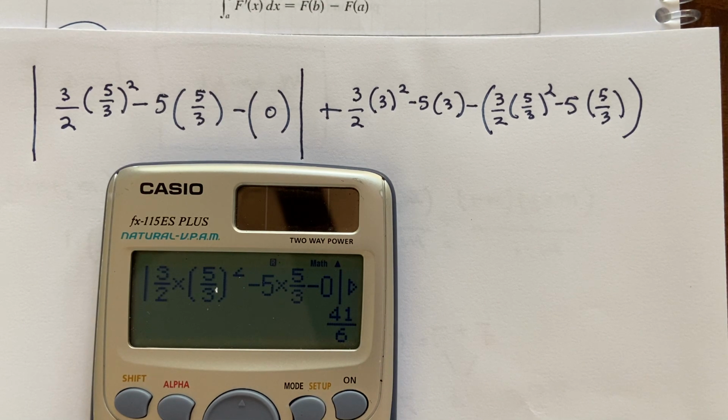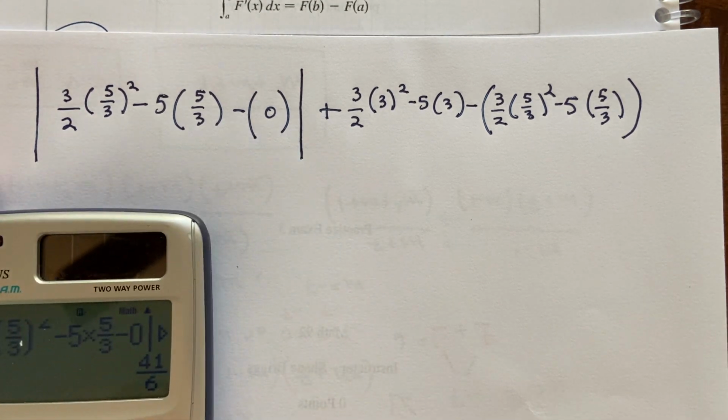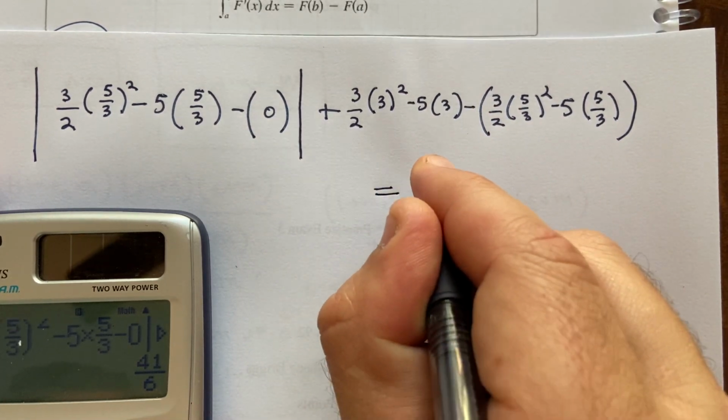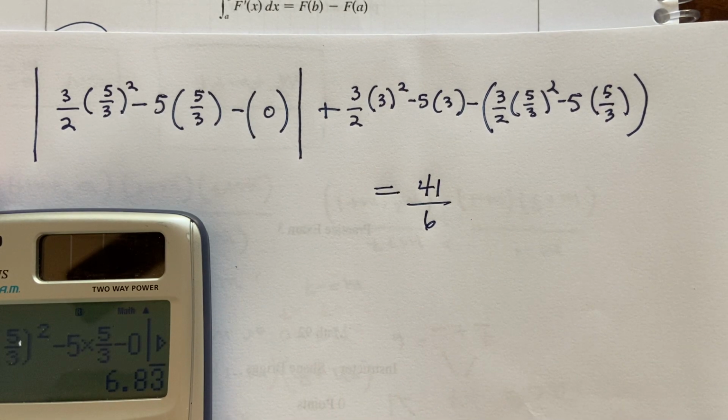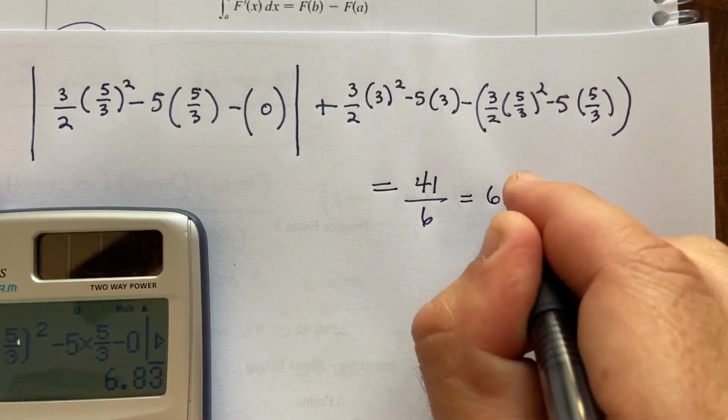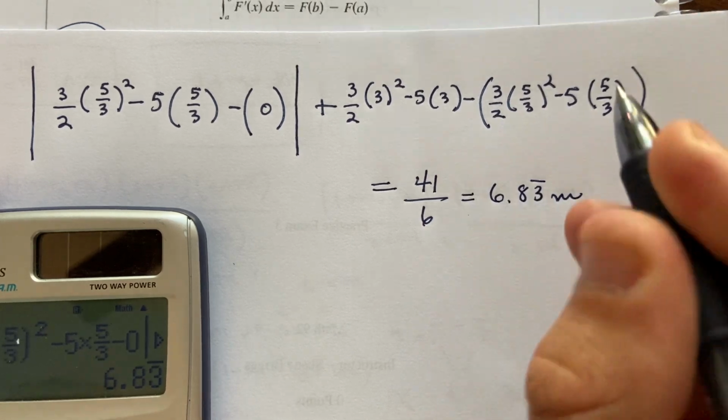So 41/6. Okay. So the particle went 41/6 meters in total, which is equal to 6.83 meters.